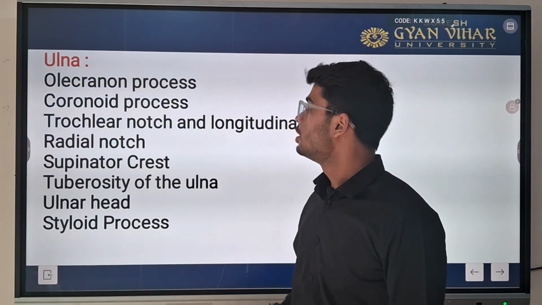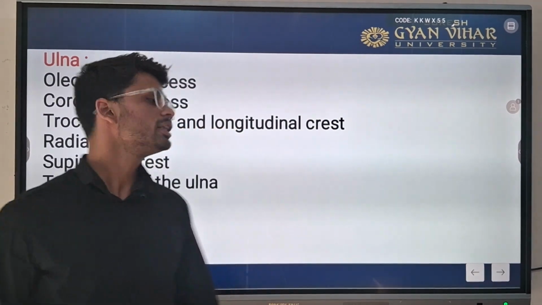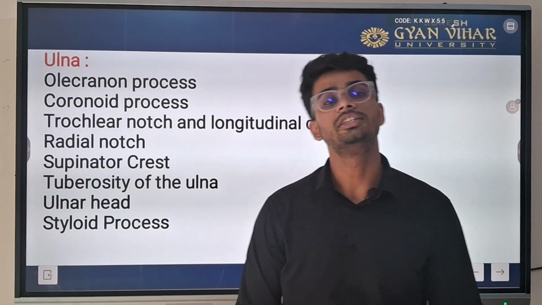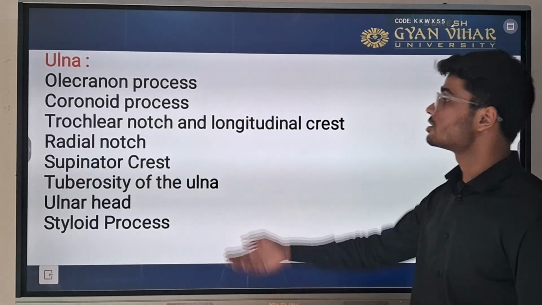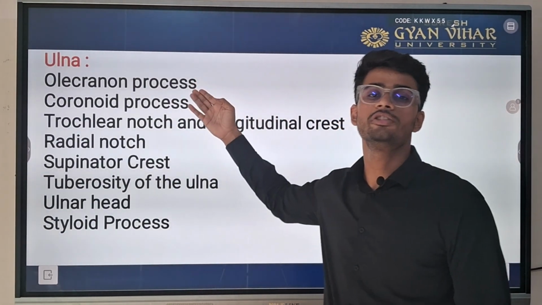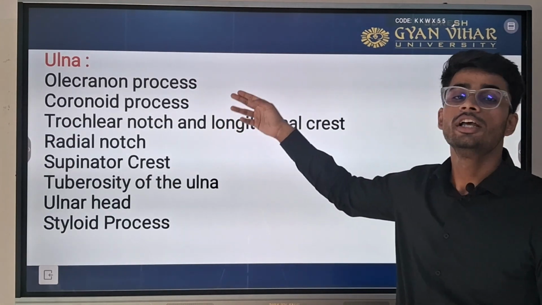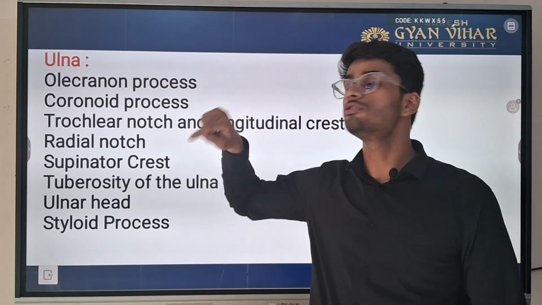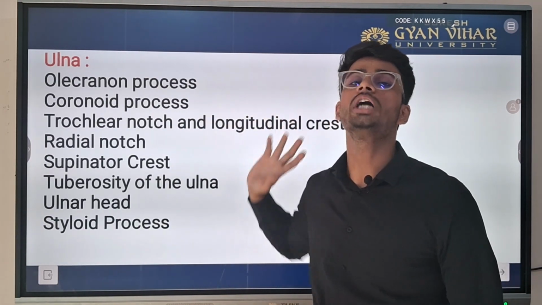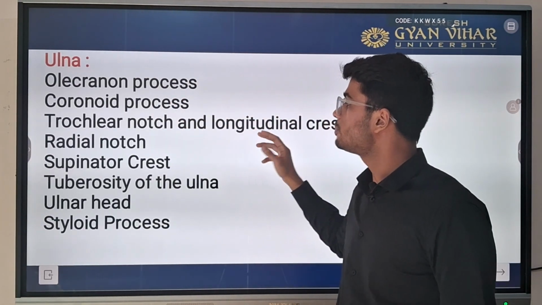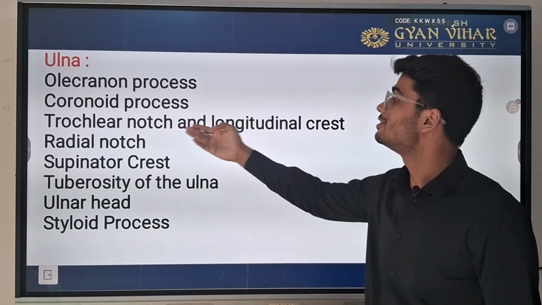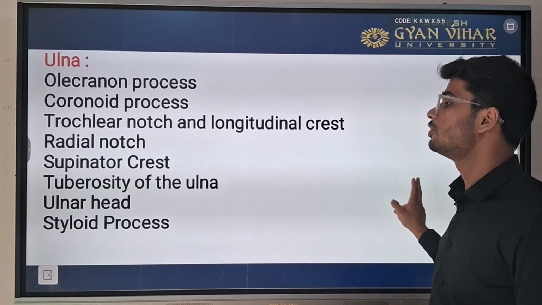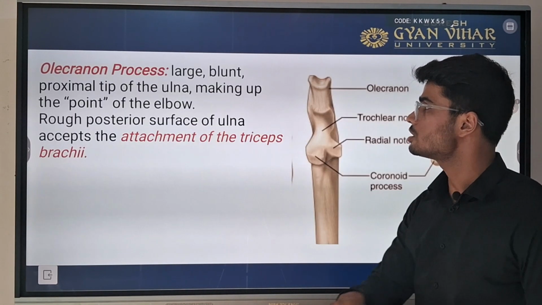Now moving on to the ulna. What are the structures that we must know about the ulna in order to understand the elbow joint biomechanics? First thing that you should know is the olecranon process. The fossa which was present on the posterior of the humerus is for the olecranon process articulation. Then there is the coronoid process, the trochlear notch and longitudinal crest, radial notch, supinator crest, ulnar tuberosity, ulnar head and styloid process.